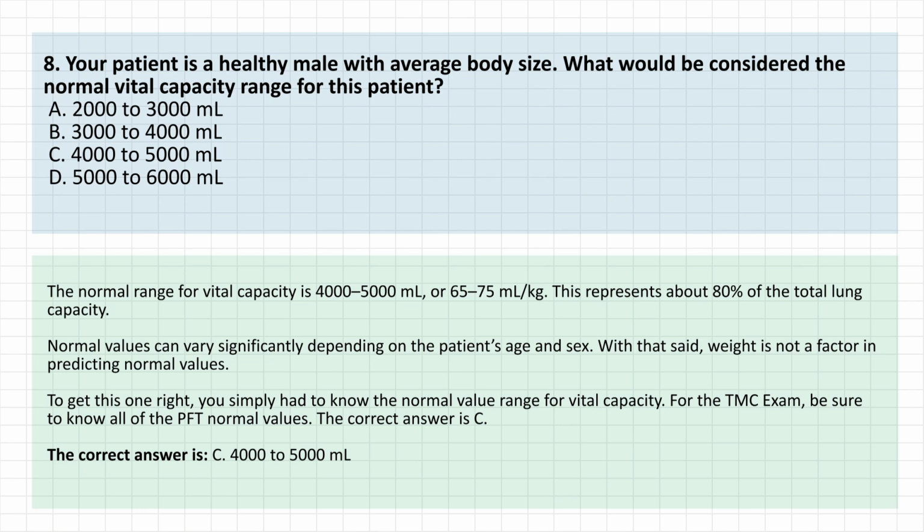4,000 to 5,000 milliliters. The normal range for vital capacity is 4,000 to 5,000 milliliters, or 65 to 75 milliliters per kilogram. This represents about 80% of the total lung capacity. Normal values can vary significantly depending on the patient's age and sex. With that said, weight is not a factor in predicting normal values. To get this one right, you simply had to know the normal value range for vital capacity. For the TMC exam, be sure to know all of the PFT normal values. The correct answer is C, 4,000 to 5,000 milliliters.